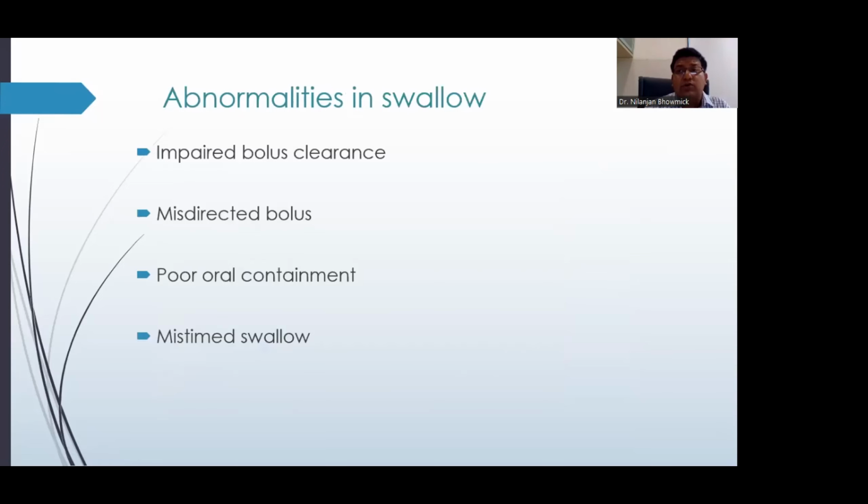Now, what can go wrong during a swallow? Any of these multiple things can occur. Impaired bolus clearance, when bolus persists in the pharynx even after completion of a swallow. Misdirected bolus, wherein the bolus moves in a direction which it should not. Poor oral containment of food, wherein the food slips into the pharynx even before the patient has started a swallow. And a mistimed swallow, wherein the various structures involved in swallowing may be dyssynchronous to each other, or alternatively, the swallow itself takes an inordinately long duration.